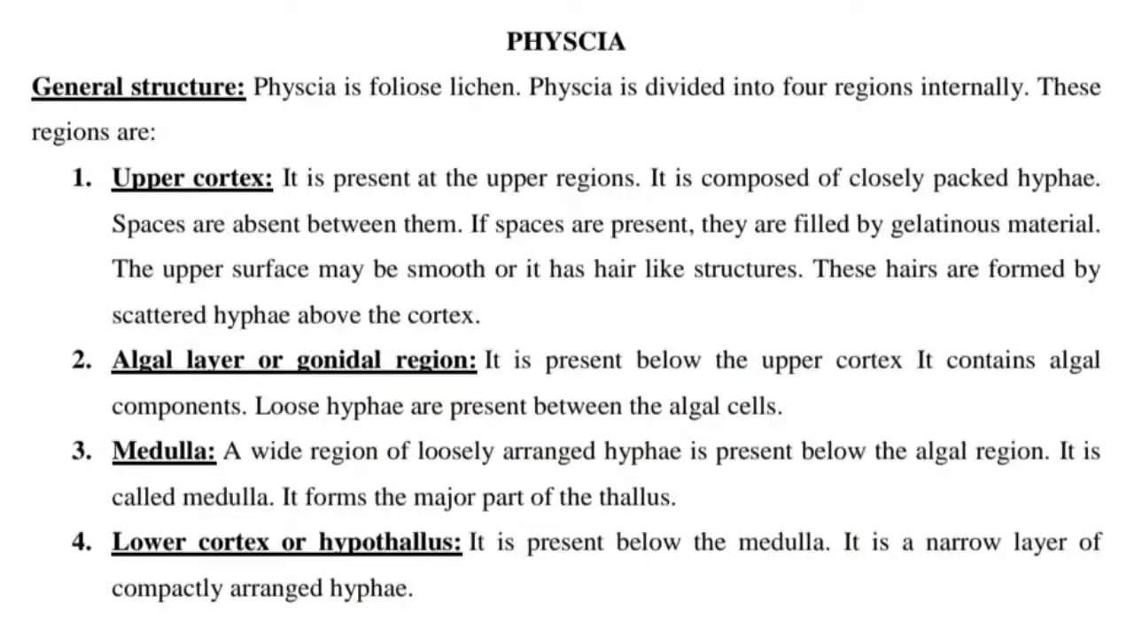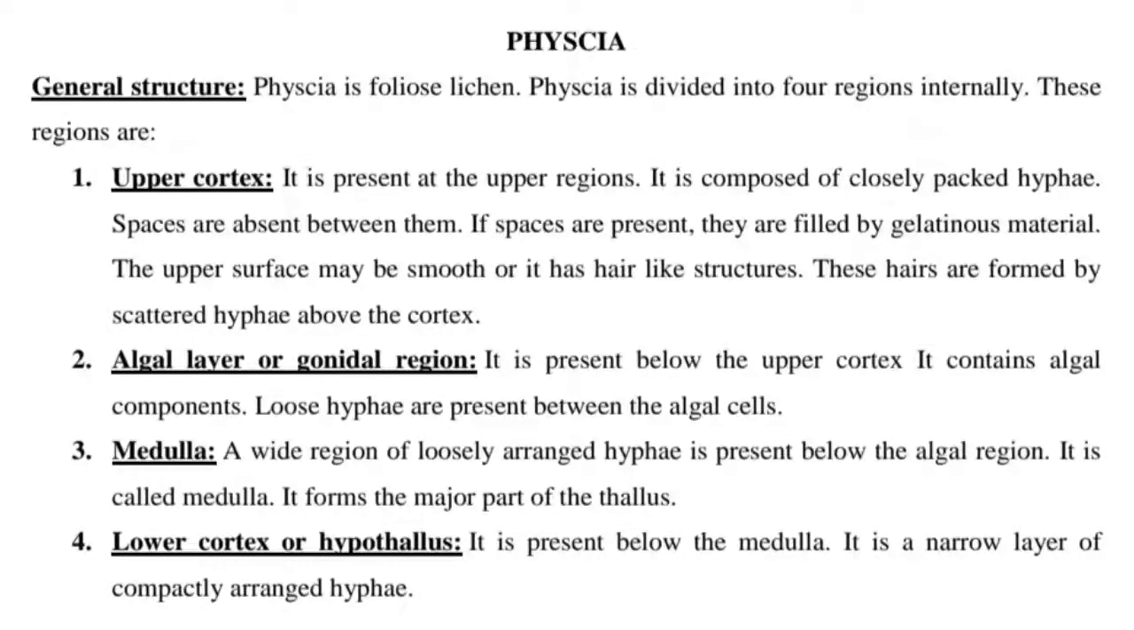Physcia structure. Physcia is a foliose lichen. Physcia is divided into four regions internally. These regions are: 1. Upper cortex. It is present at the upper region. It is composed of closely packed hyphae. Spaces are absent between them. If spaces are present, they are filled by gelatinous material. The upper surface may be smooth or it has hair-like structures. These hairs are formed by scattered hyphae above the cortex.